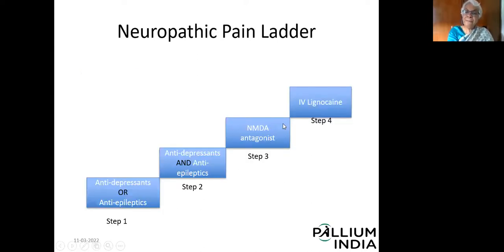There is a neuropathic pain ladder. In step 1, you use either an antidepressant or an anti-epileptic. In step 2, you combine an antidepressant and an anti-epileptic. In step 3, you use an NMDA antagonist like ketamine. And in step 4, you can give a local anesthetic like IV local lignocaine.